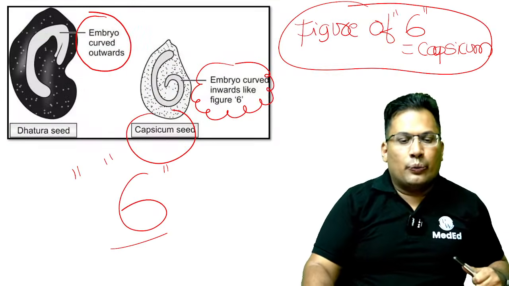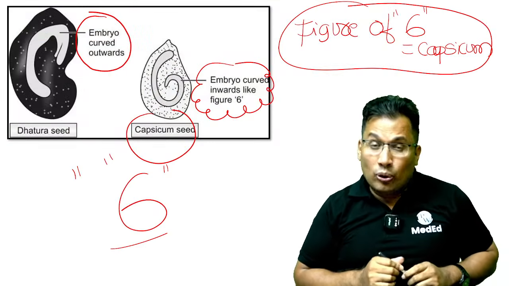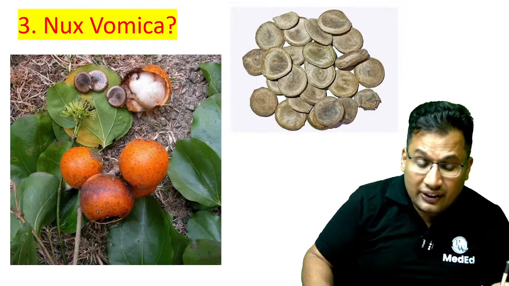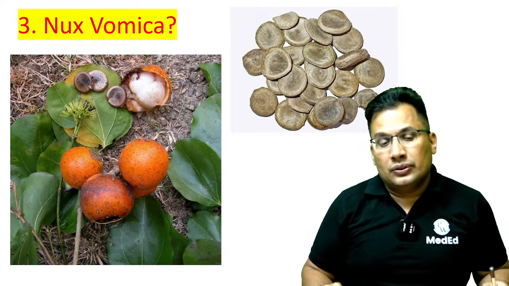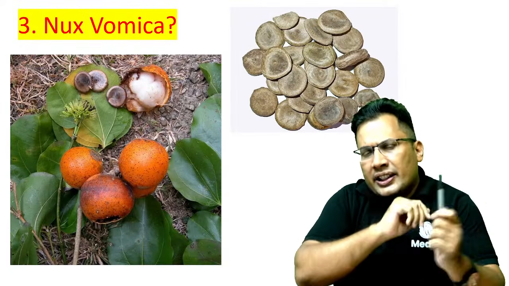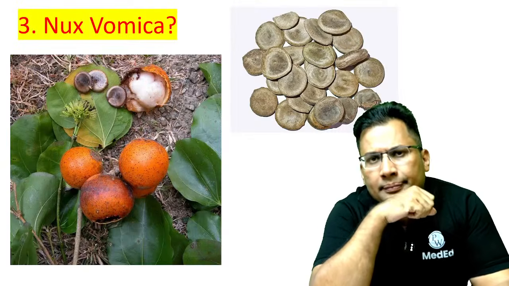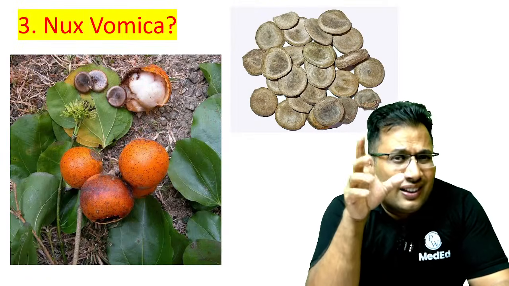Next comes one more very interesting question, one more very important question. That is Nux Vomica. Nux Vomica is also known as dog button. It is used to kill stray dogs.